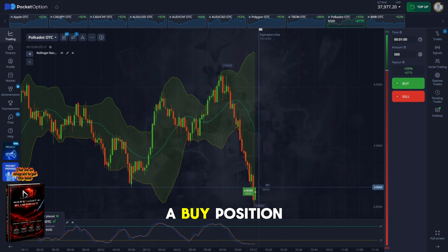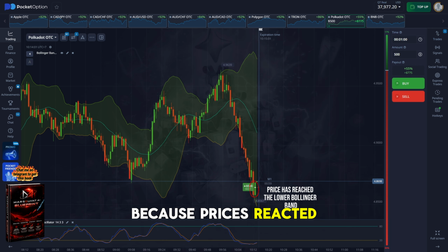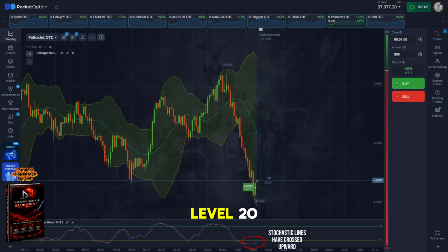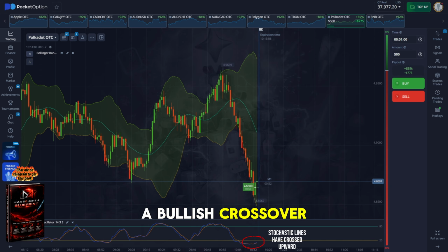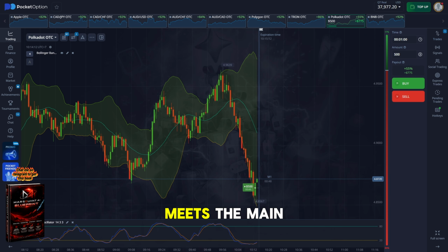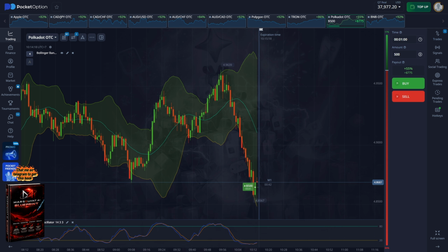I am entering a buy position here because price has reacted at the lower Bollinger Band. The stochastic indicator is also below level 20 and has formed a bullish crossover, suggesting that selling momentum may be weakening. The setup now meets the main conditions of the strategy, so let's see how the market responds.